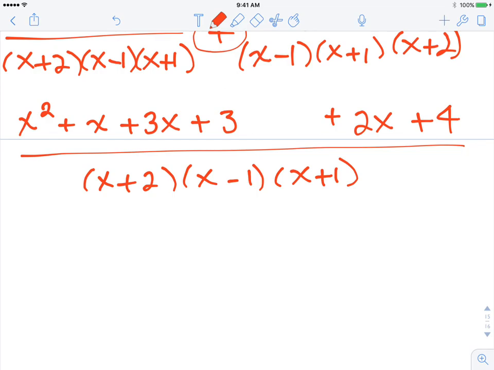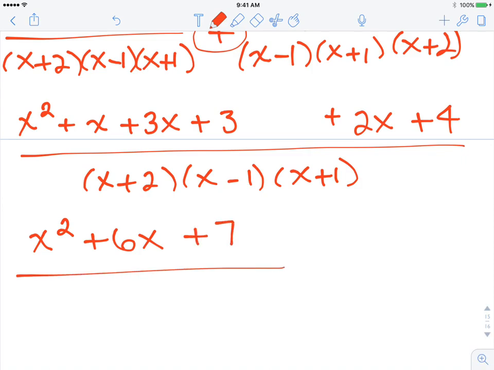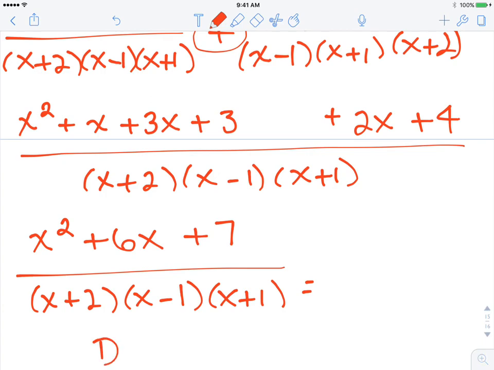So now let's go ahead and simplify that numerator, combine any like terms. So x plus 3x plus 2x is 6x plus 3 and 4, x plus 2, x minus 1, x plus 1. All right, can we factor that numerator? Are there factors of 7 that add to 6? No. So our domain restriction is x can't be negative 2, positive 1, or negative 1.